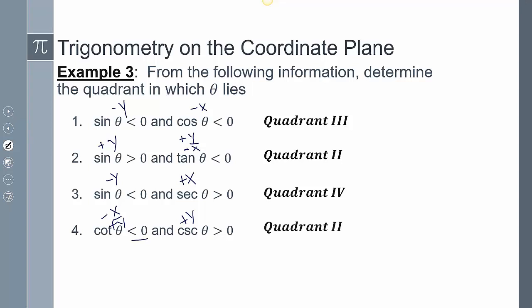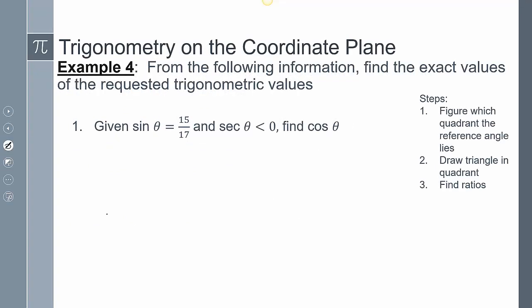So now we're going to use this concept to be able to find what quadrant our reference triangle is going to be in, to be able to find whatever ratio it's looking for. So it says, given sine of theta equals 15 over 17 and secant of theta is less than 0, find cosine. So that's what I need to do. I need to figure out what quadrant I need to draw this in, because the triangle is going to go somewhere. So sine relates to y.